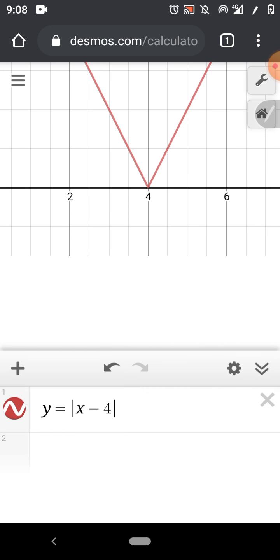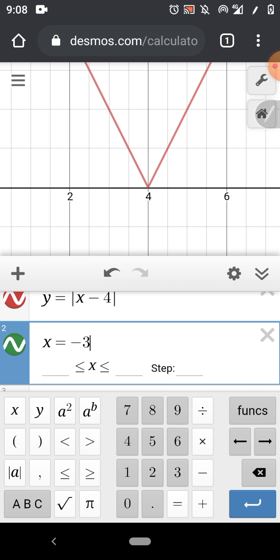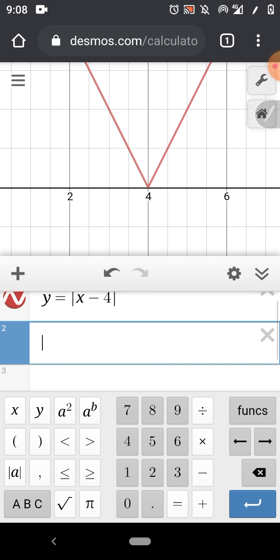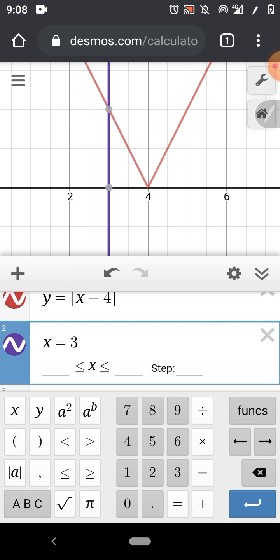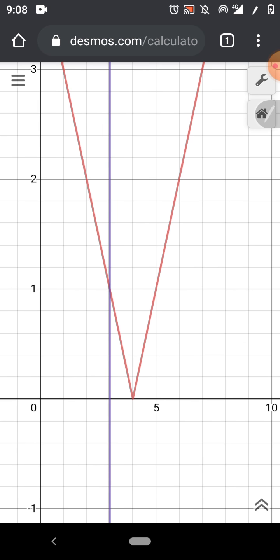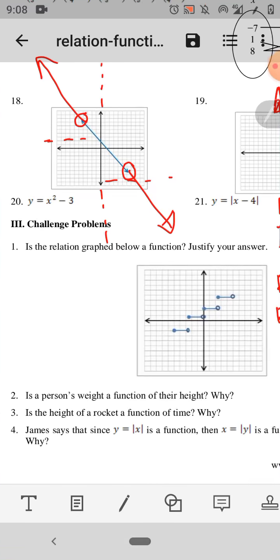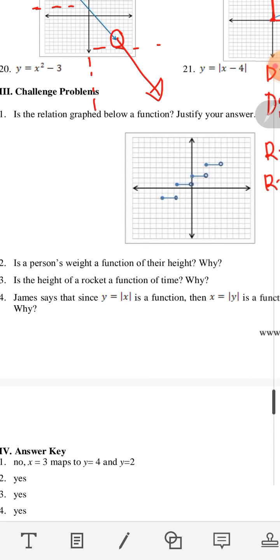And just like the previous one, if I use the vertical line test, something like x equals 3, if I use the vertical line test, you can see that it cuts the curve only at one point. So that is also enough to prove to me that it's a function.